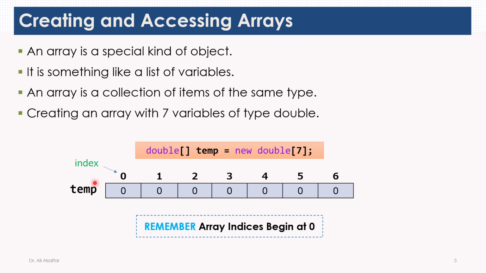Similarly for arrays, if you have an array of a certain data type, then the first variable in the array always has index 0. And the last variable in the array will be at index the size of the array minus 1. So now we are defining 7 variables. Therefore, the first variable is at index 0, and the last variable is at index 6. When an array is created, by default, all the elements of this array are initialized to 0. So remember that array indices always begin at index 0, similar to strings.